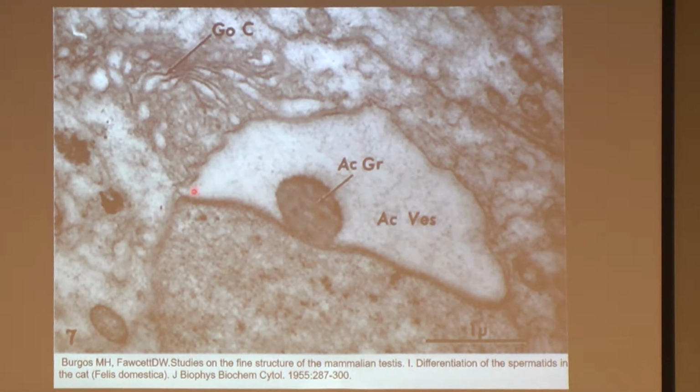I chose this micrograph because it was taken by Dr. Burgos in 1955, so in the early days of electron microscopy, and it showed the huge granule that is forming from the Golgi and is near the nucleus.